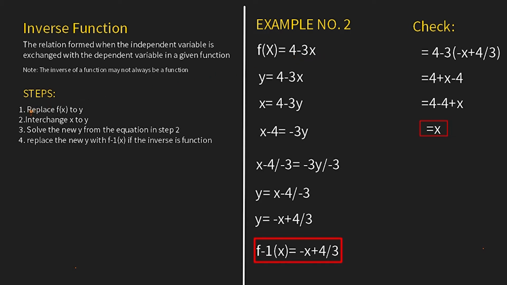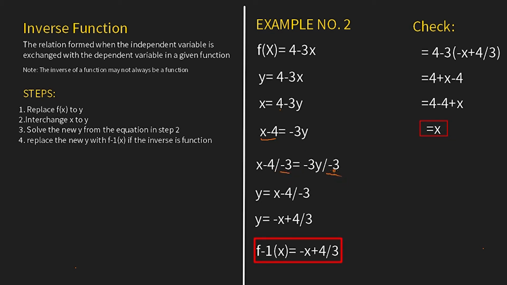Now, our first step is to replace f of x with y. So y is equal to 4 minus 3x. Then interchange x and y. So x is equal to 4 minus 3y. Third, solve the new y from the equation in step 2. So to do that, we transpose 4. So it will be x minus 4 is equal to negative 3y. Now, to get rid of negative 3, so we will be left alone with y, we divide both sides by negative 3.